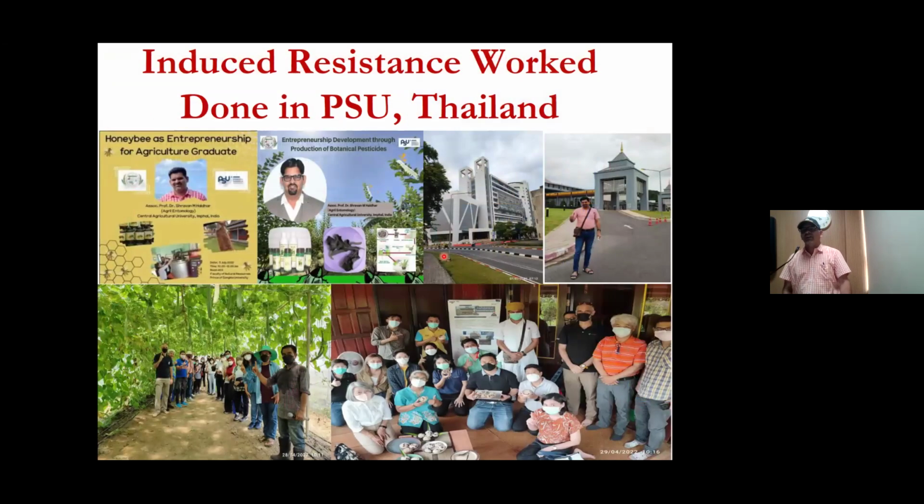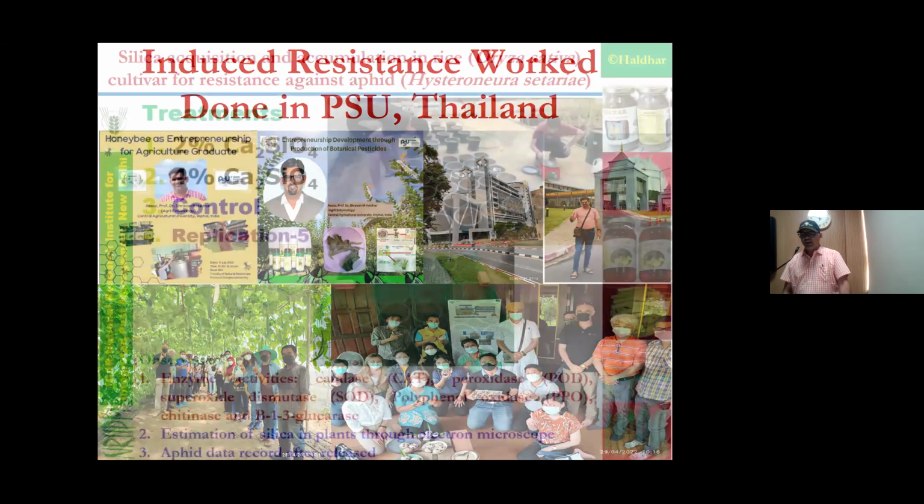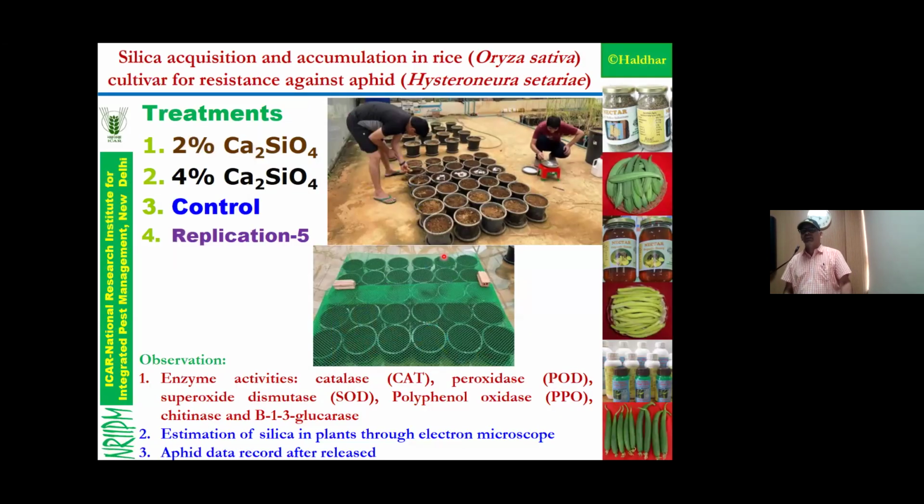I also worked for 3 months in Thailand at Central Agriculture University. My work was on induced resistance, because it is also related to resistance. I took different concentrations of calcium silicate, and this is also very important. Just 3 or 4 days before, we also had an online meeting with Australia. So we already did this in Thailand.